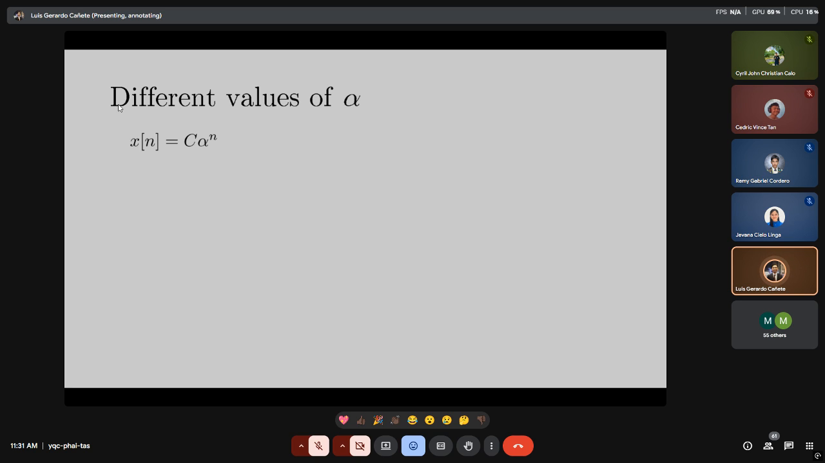So let's start with the trivial case wherein alpha is equal to 0. So what do you think is going to happen if alpha is going to be equal to 0? Well, when alpha is equal to 0, it's almost very clear that x of n is going to be equal to 0. Anyone? 0, sir. Of course, it's going to be just 0. So x of n is always going to be 0 if alpha is 0, right? So that's why we call it the trivial case.